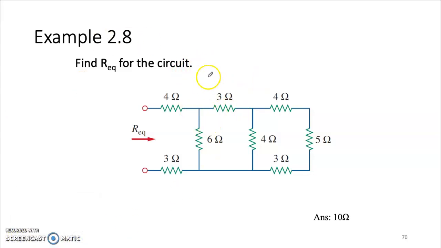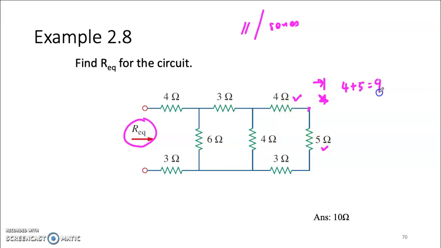Okay. So now you need to find R equivalent. So you need to be clear what is the concept of parallel, what is the concept of series. So now how are you going to solve? You need to start from the other end. So this is the end, right? So now look at 4 and 5. Are they series or parallel? So 4 and 5 are series because they are sharing the same node. So you can have 4 plus 5 equal to 9.